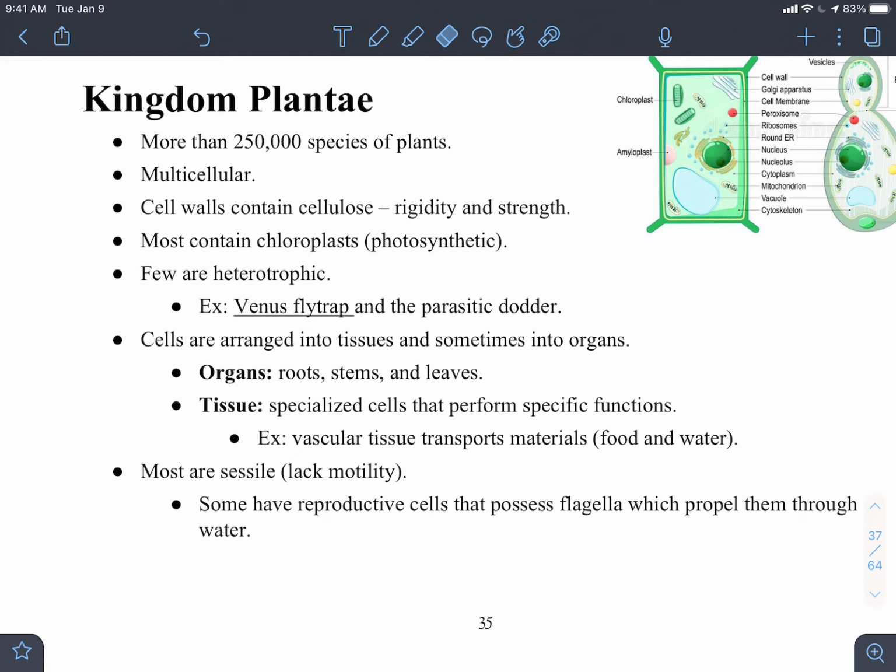Now, Kingdom Plantae, there are more than 250,000 species of plant out there. They are all multicellular. Their cell walls contain cellulose, which provides rigidity and strength, more so than the chitinous ones, which are flexible. They may contain chloroplasts, or most contain chloroplasts, which makes them photosynthetic, which makes them autotrophic.